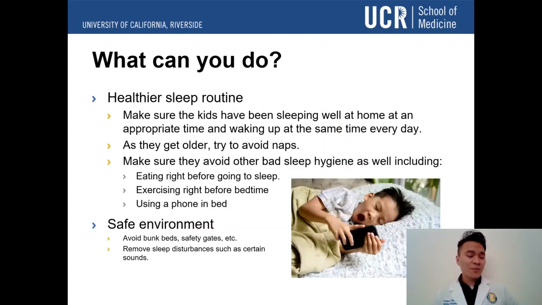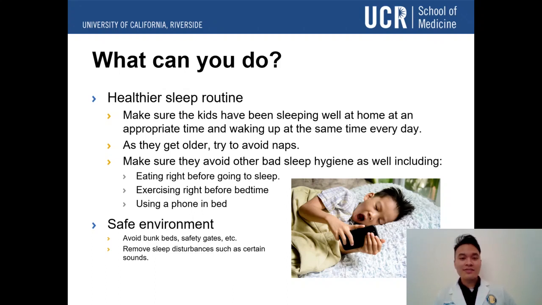Healthier sleep routine. We just touched on it. Sleep hygiene is incredibly important. You want to make sure the kids have been sleeping well at home at an appropriate time and waking up at the same time every day. As they get older, you want to try to avoid naps. That can disrupt their pattern of sleeping, and so again, that can lead to nightmares and night terrors. Make sure they avoid other bad sleep hygiene, including eating right before going to sleep or exercising right before bedtime.